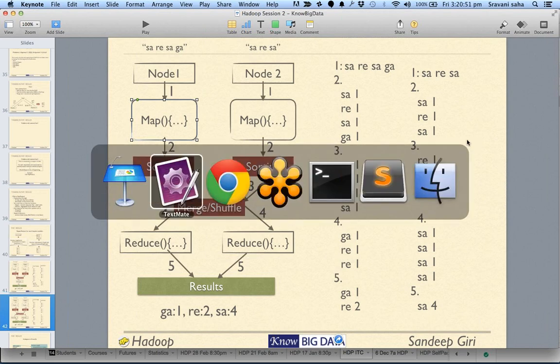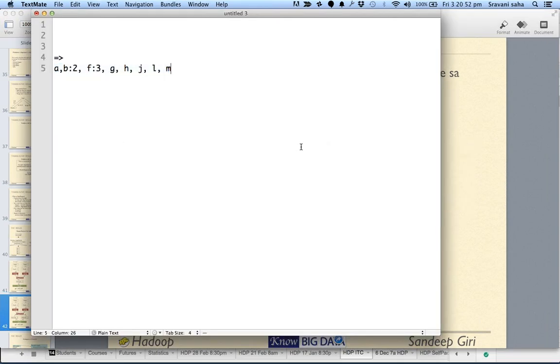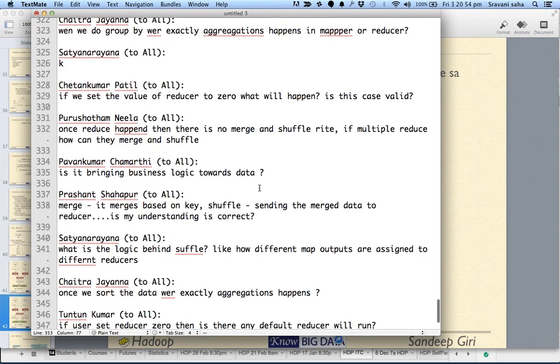All right, now let me take your questions. So merge merges data based on key. Shuffle is sending the merged data towards the reducer. Yeah, your understanding is correct. Merge and shuffle are generally used interchangeably, and we say it together: we are trying to merge all the keys together and then shuffle back.